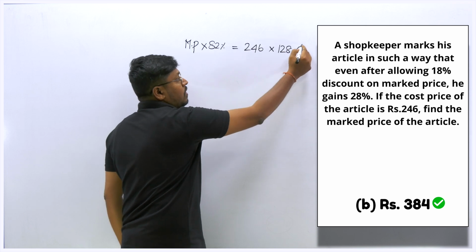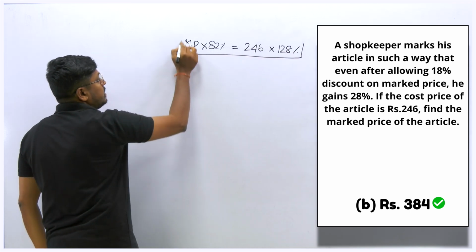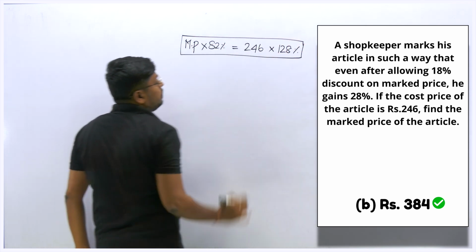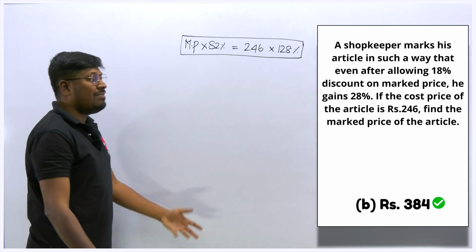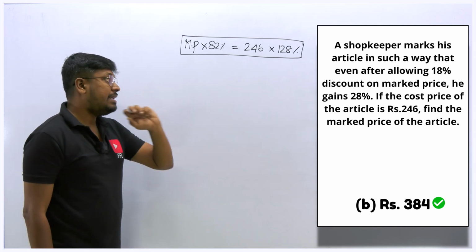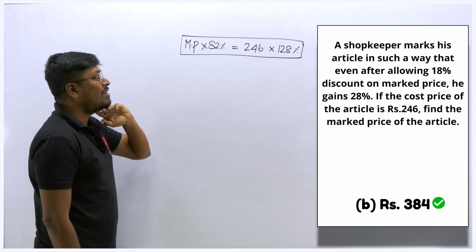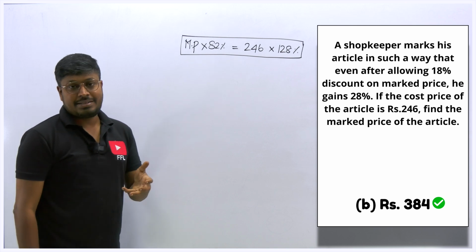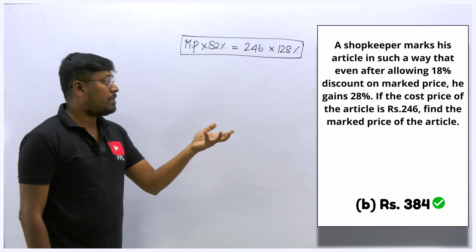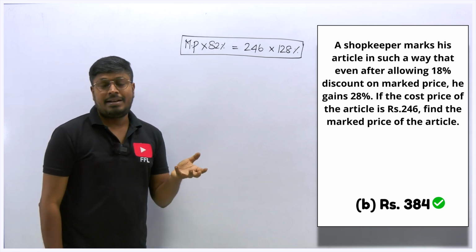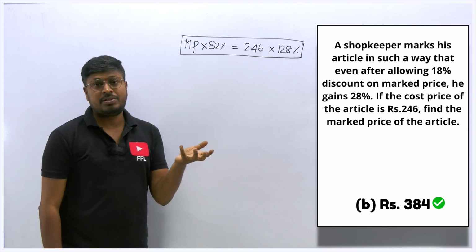So friends, understood or not? This is the only equation. If you know how to write this equation, then solving the complete question is easy. We didn't write any formulas or anything like that. Just try to understand the question. The shopkeeper fixed some price as the marked price of an article.